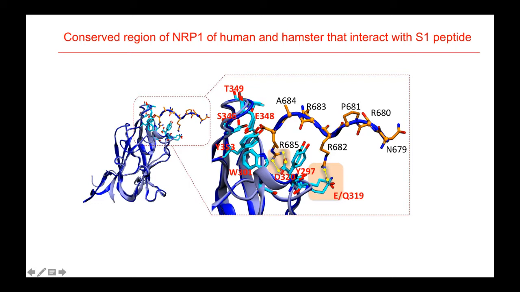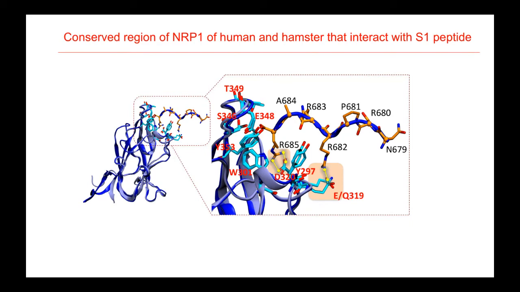So this is a peptide of the S1 which is interacting with NRP1, and this interaction is the key for the internalization of the virus. If you somehow block this interaction by small molecule inhibitors or whatever the way, the entry of the virus actually goes down very significantly. So this is also very conserved.